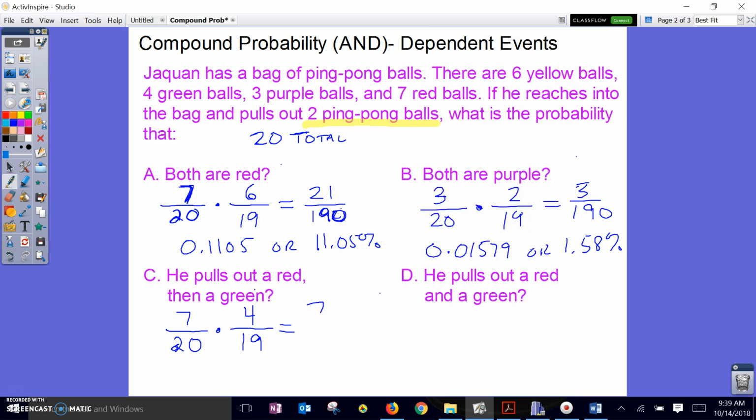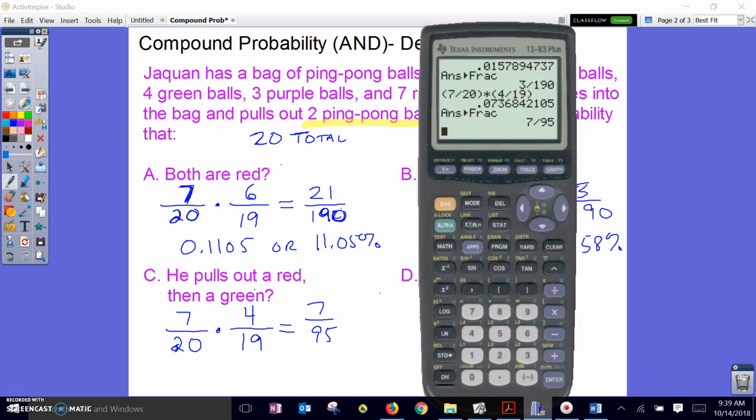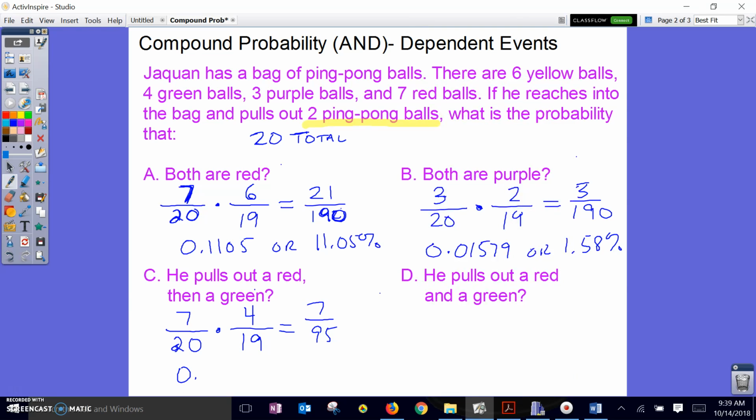That's 7 over 95. Or as a decimal, 0.0737. Or as a percent, 7.37%. All right, part D. He pulls out a red and a green.